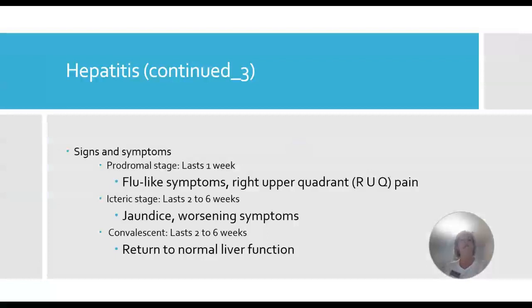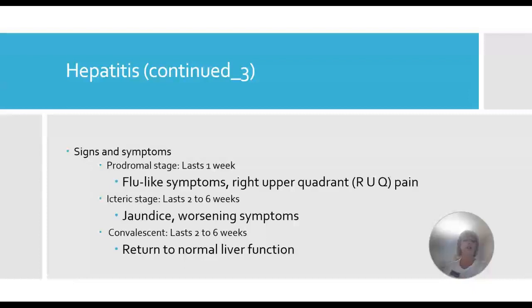So if you would happen to develop hepatitis B, here are the signs and symptoms. It usually comes in 3 stages: a prodromal stage, an icteric stage, and a convalescent stage. The prodromal stage usually lasts about a week. You have flu-like symptoms and right upper quadrant pain. Some people may mistake this for gastroenteritis or a tummy bug.